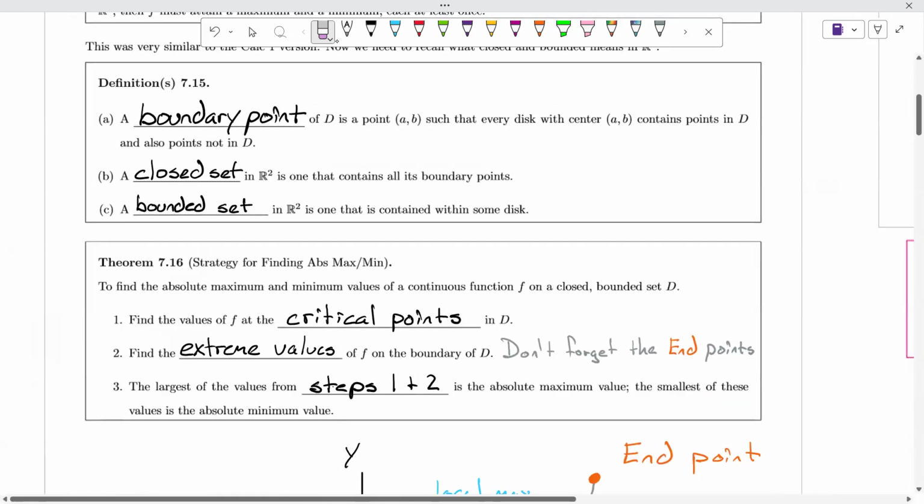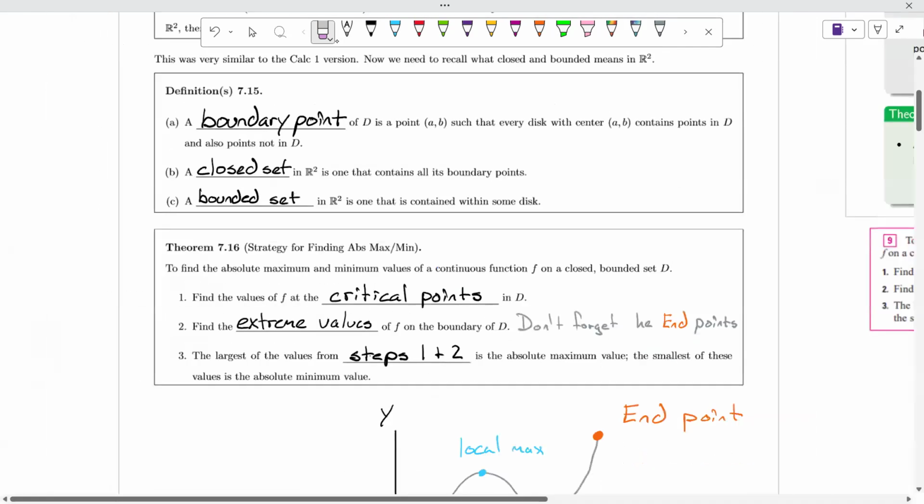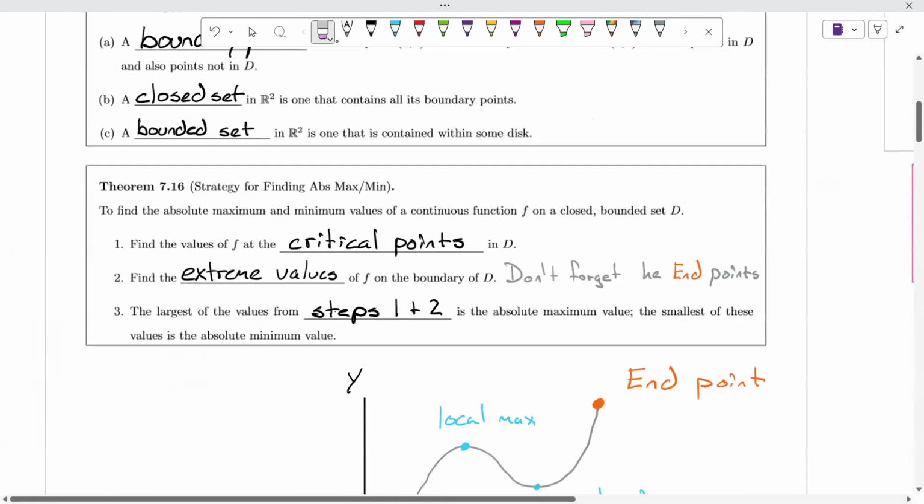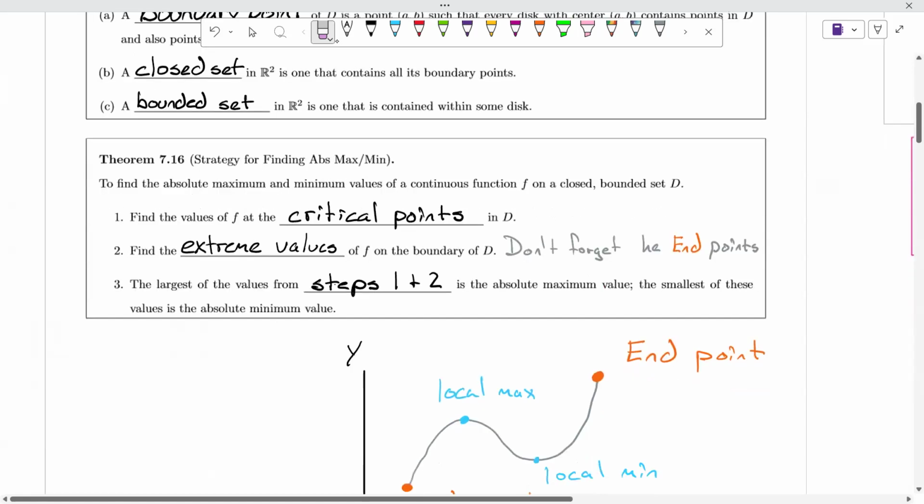So the couple of steps that we would bring up from Calc 1. Oh no, what's happening? Okay, there we go. Everything's fine.